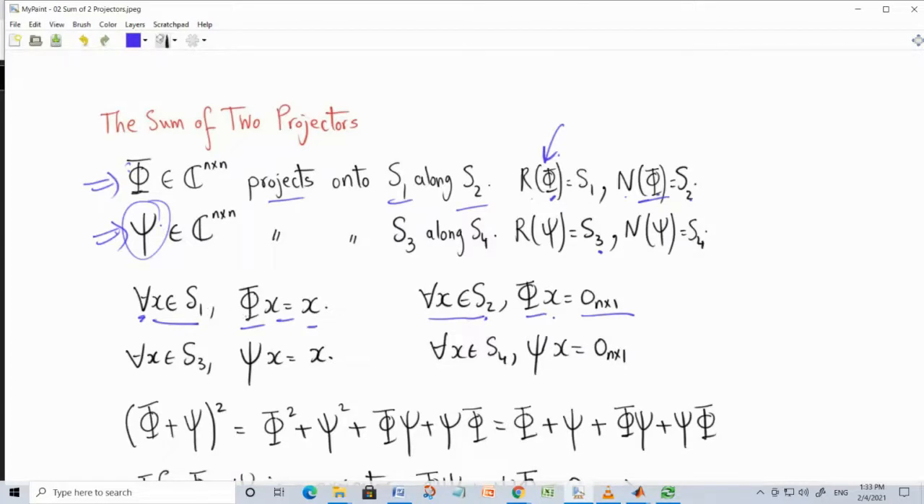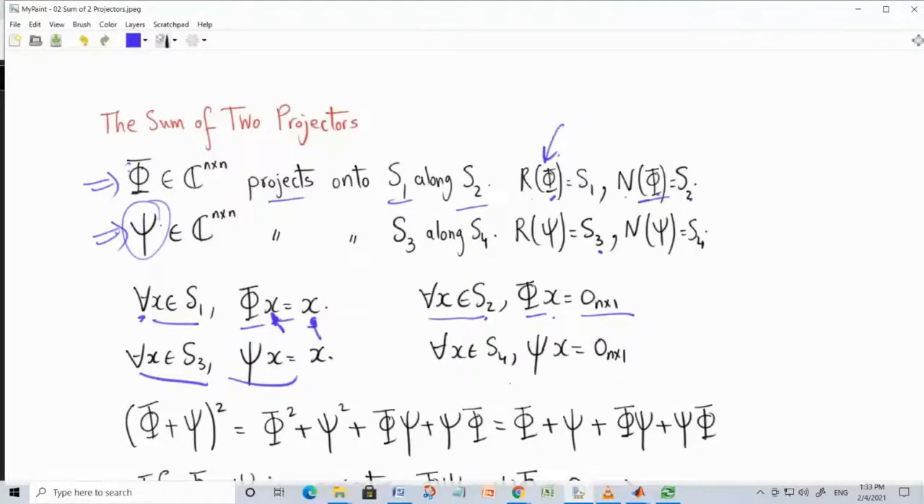And by design, this is what we do when we design projectors, as I did in the previous lecture. You design them so that if you multiply the matrix by a vector living in the range, you get the vector exactly. And basically, the same for psi. For every x in S3, psi x is equal to x, and for every x in S4, psi x is 0, because S4 is the null space of psi.